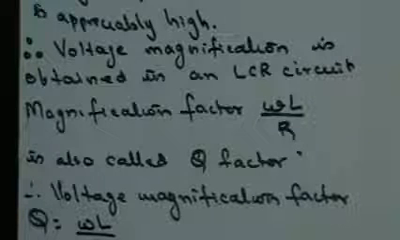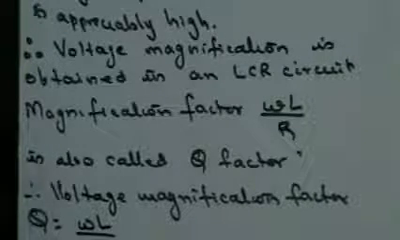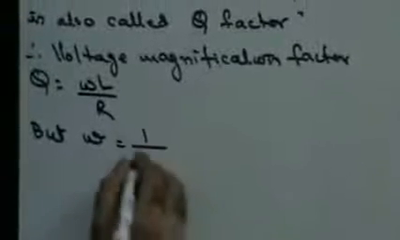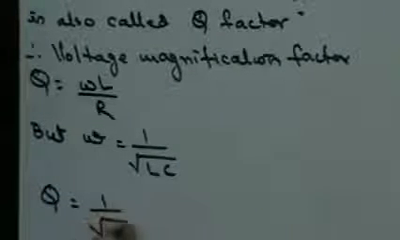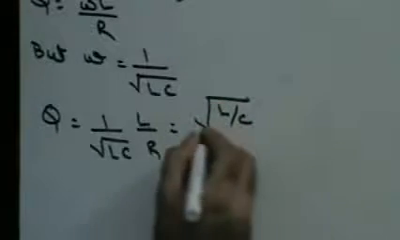But at resonance, we had found out that omega is equal to 1 upon root LC, right? Thus, I can say that the Q factor is 1 upon root LC into L by R, right? So in that case, this is going to be root of L upon C divided by R. So your magnification factor is going to be nothing but root of L upon C divided by R.